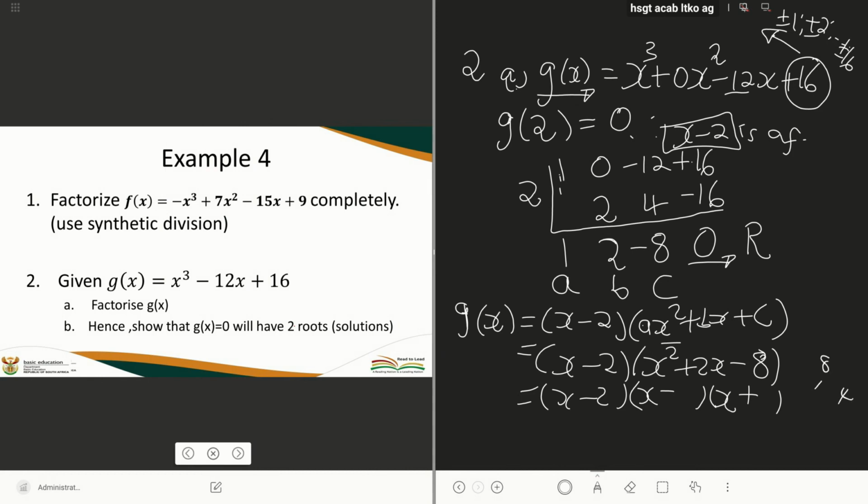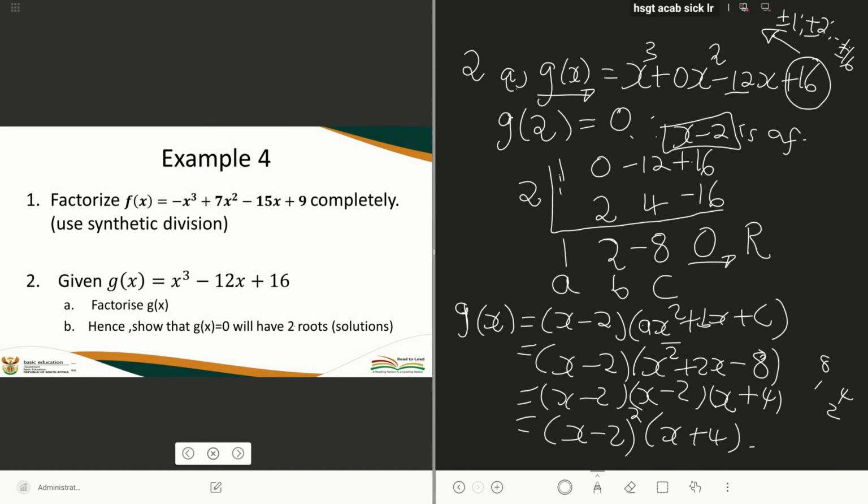We have 4 and 2, right? So the sign, remember the bigger value, take the sign of the middle term. So it's going to be 4 and minus 2. Therefore, we're going to have x minus 2 all squared together with x plus 4.